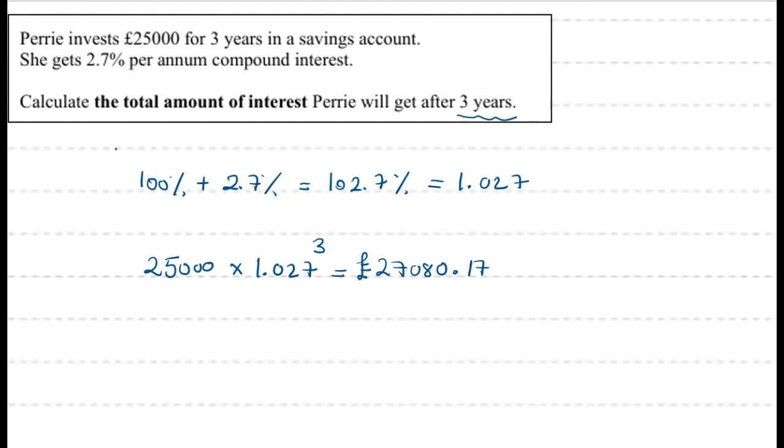So in order to find the interest, we have to subtract the initial amount from the final amount. So we write the final amount, £27,080.17, take away 25,000, that gives us £2,080.17, which is the interest.